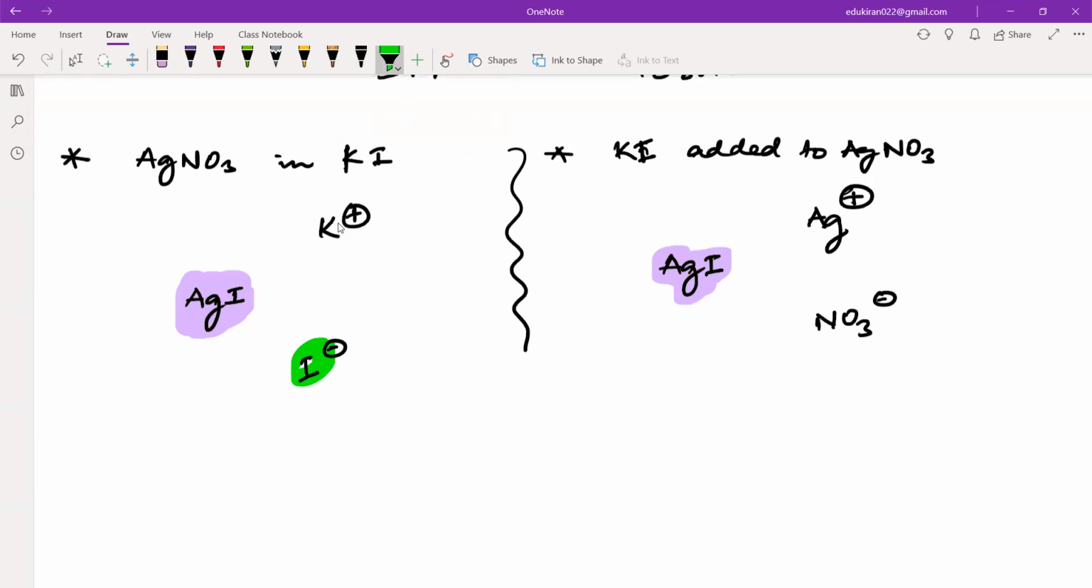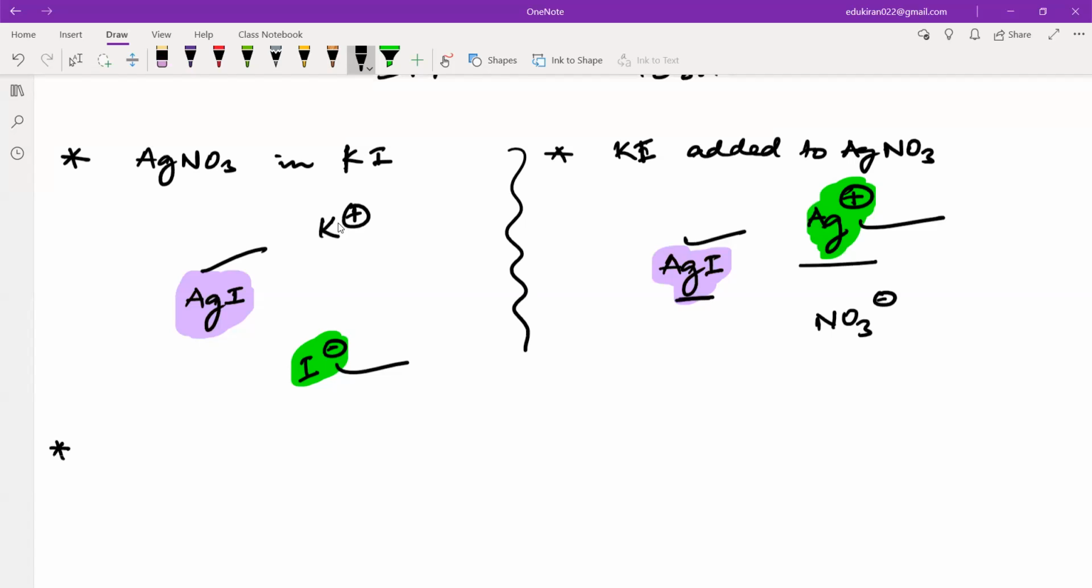Ag positive. Ag positive, very good. Ag positive gets absorbed. So if you see here, the ion which is getting absorbed in both of the cases is the ion which is common in the solid, or you also say, the lattice. This AgI lattice has iodine, and that is why it is absorbing iodine negative from the solution. And here also AgI has Ag positive, which is common between the solid and the solution. That is why the common one is getting absorbed.